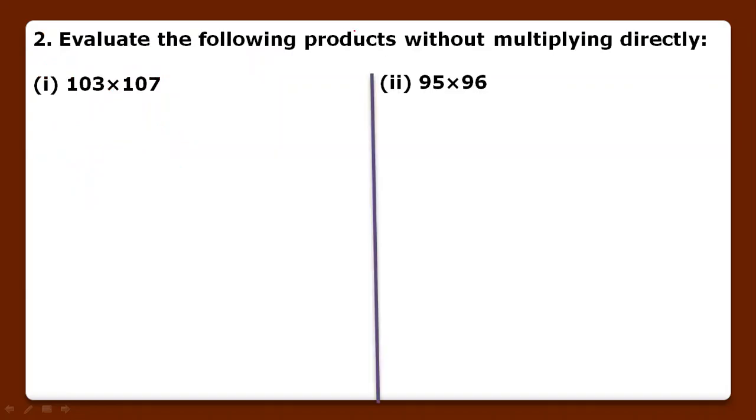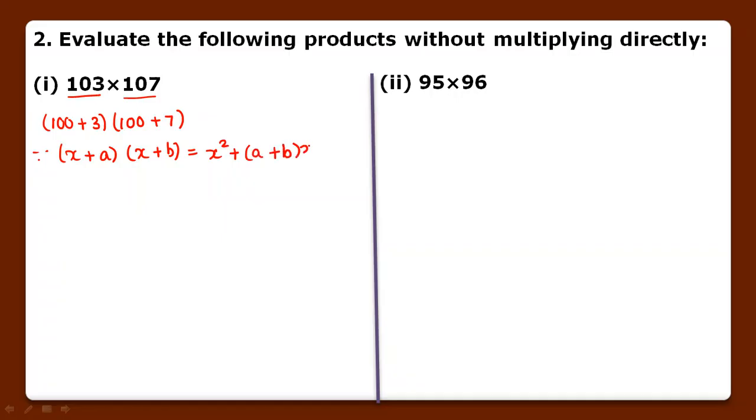Question number 2. Evaluate the following products without multiplying directly. We have to find these products without direct multiplication. In the previous questions we used identities instead of multiplying. Similarly we will do it in this question. 103 and 107. Can we write 103 as 100 plus 3 and 107 as 100 plus 7? This expression becomes exactly like the expression of the identity we used in the previous question, x plus a into x plus b equal to x square plus a plus b into x plus ab, right? So we will apply the same.